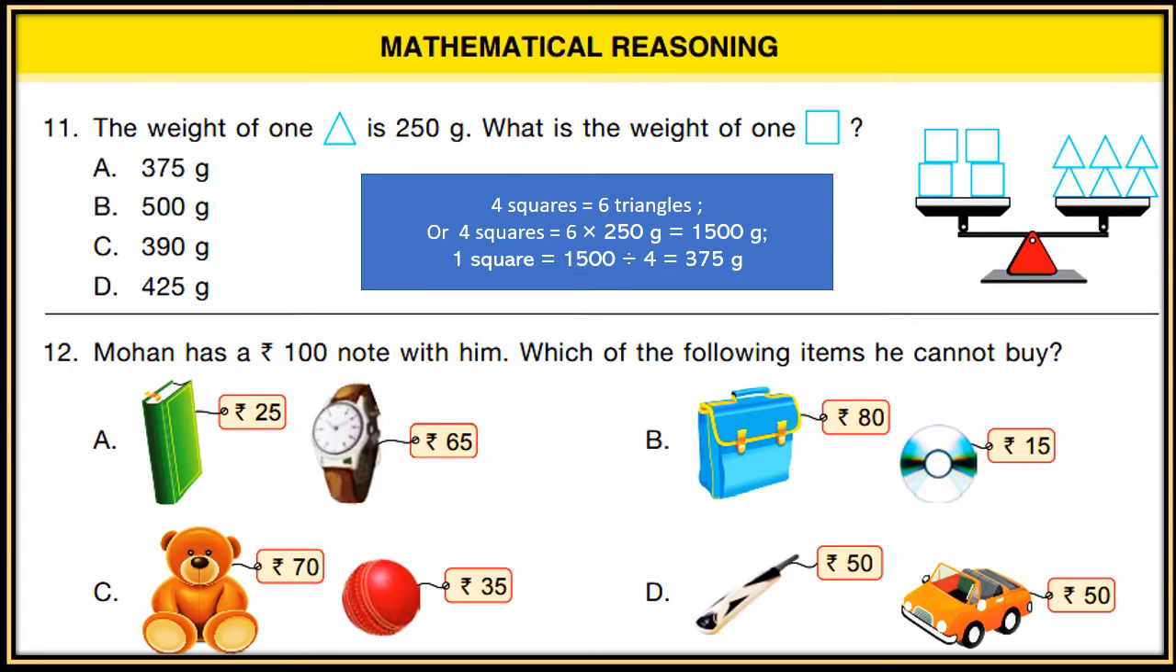Question 12th. Mohan has a rupee 100 note with him. Which one of the following items he cannot buy? So you have to choose which items he cannot buy. So from option A, B, C, D, add the items in the given options. Now add the two items given in the four options and whichever is greater than 100 will be the answer.